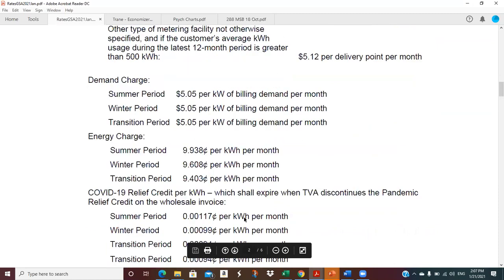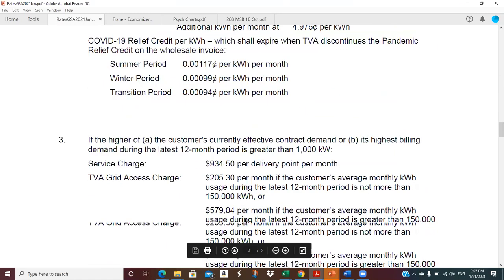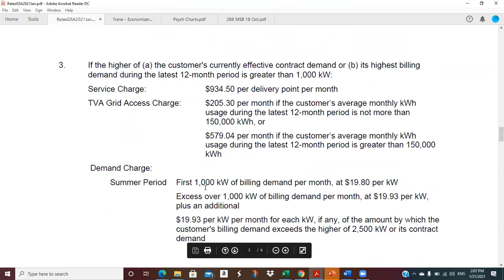I'm just going to do the last one because they tend to get more complex. So let's see, higher customers. If the customer's currently effective contract demand or its highest billing demand during the last 12-month period is greater than 1,000, then you're going to be on this.